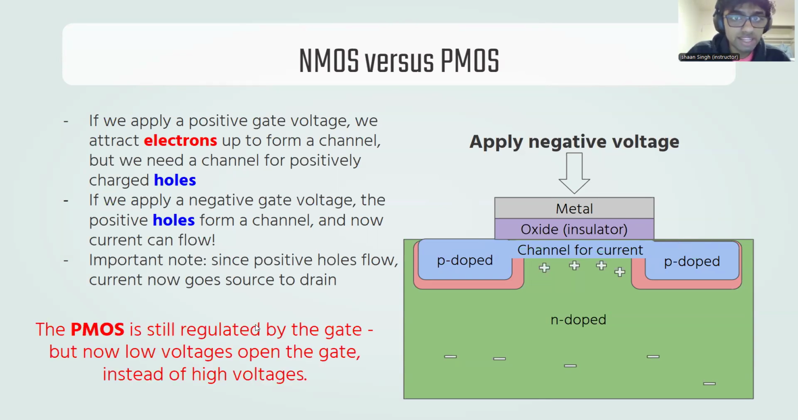The PMOS is still regulated by the gate, but the key difference is that low voltages open the gates instead of high voltages. Do they have the same purpose? So the purpose is actually that we use them together for complementary MOS circuits, which we'll see soon. So I guess you can say they have the same purpose. They're both transistors, but if you're building a circuit with transistors, you choose them based on what you need. To do this, you must have flipped the battery. Yeah, yes, you're right.